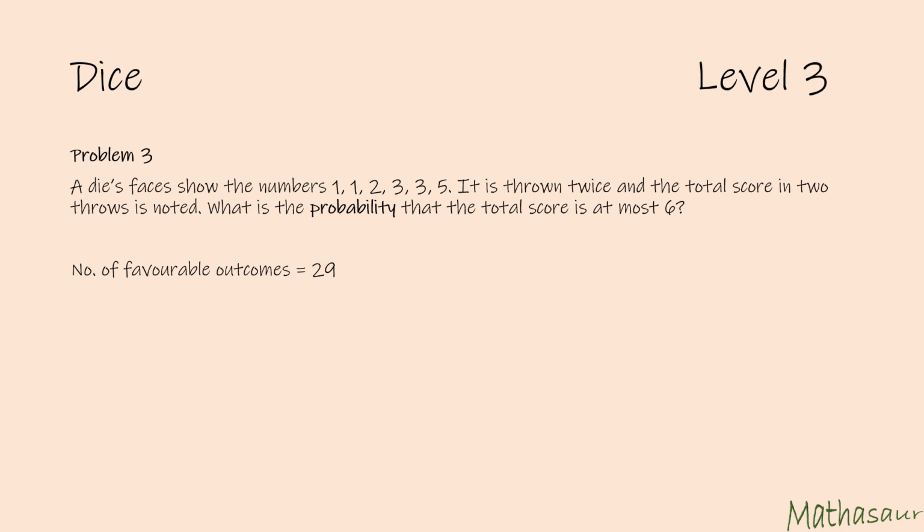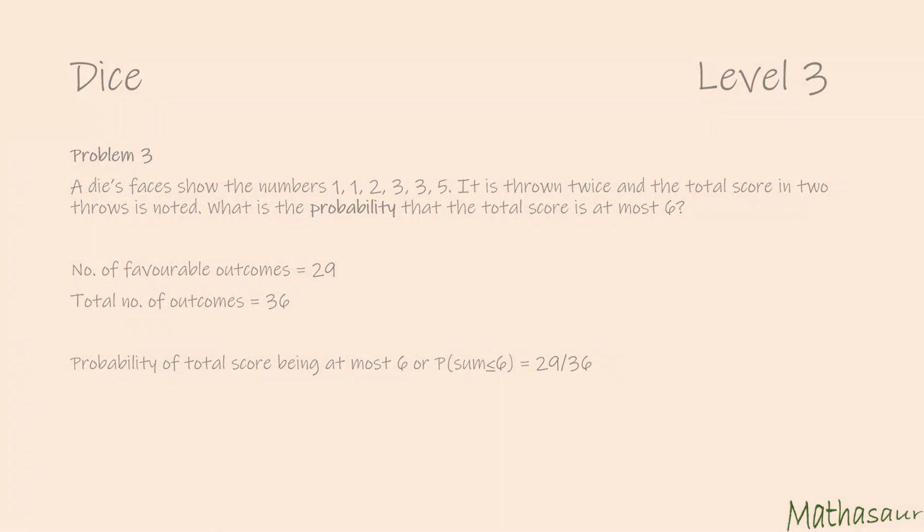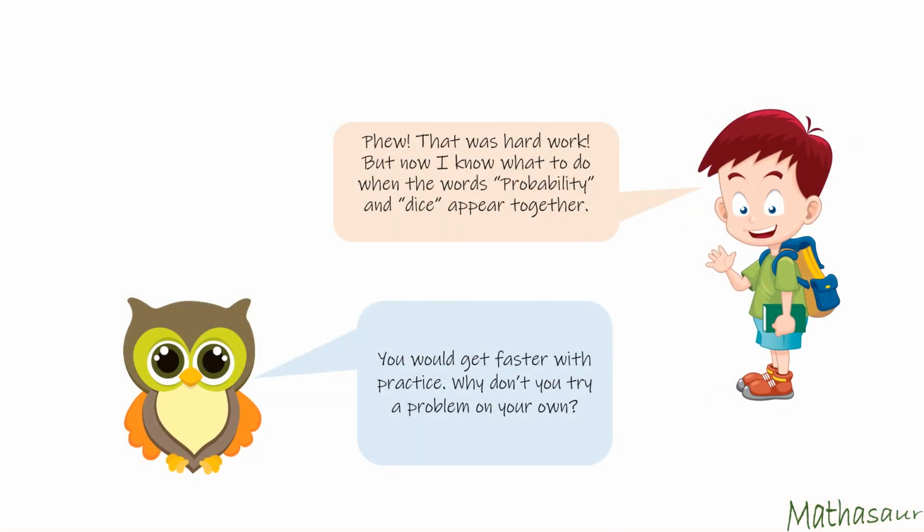Now, my number of favorable outcomes is 29 and my total number of outcomes is 36. So, my probability of total score being at most 6 is 29 divided by 36. Phew, that was hard work. But now I know what to do when the words probability and dice appear together. You would get faster with practice. Why don't you try a problem on your own?